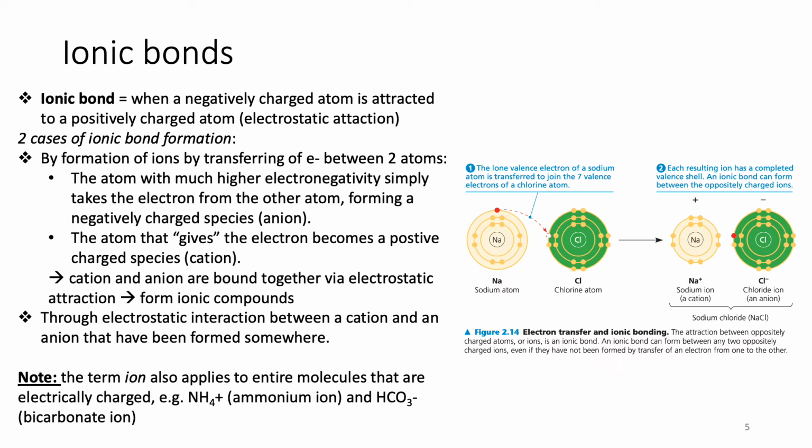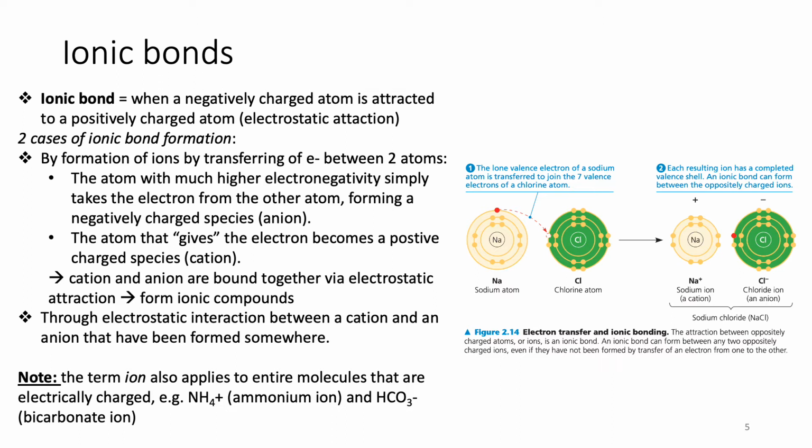An ionic bond is formed simply when a negatively charged atom is electrostatically attracted to a positively charged atom. We call this electrostatic interaction. There are two cases of ionic bond formation.